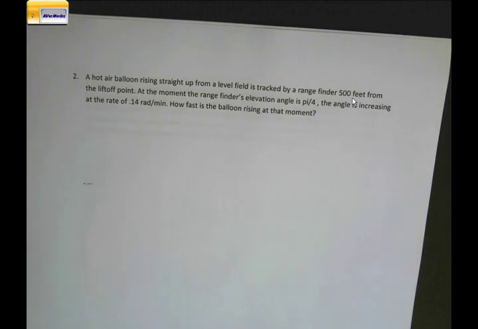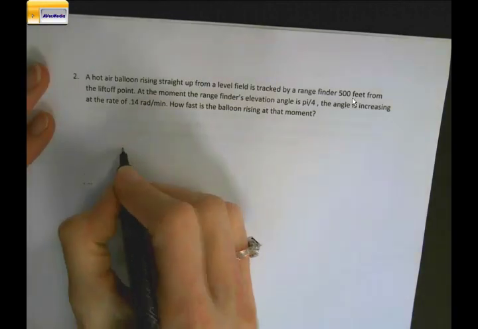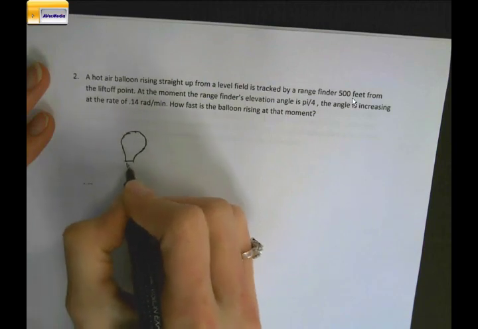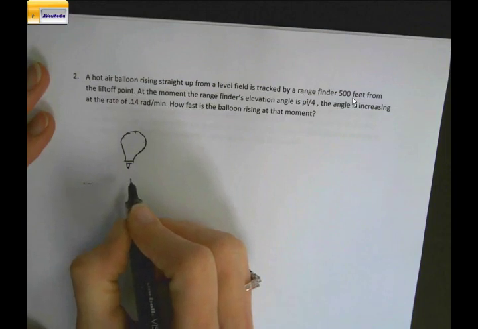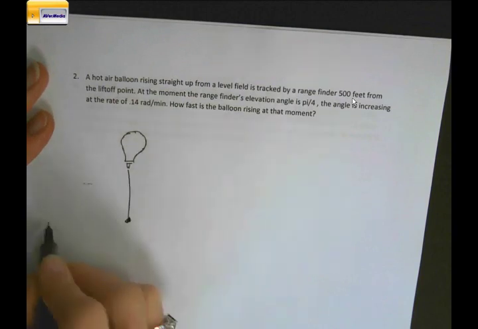Okay, so really what you do is you kind of draw a picture and you try to see if you can pull a formula out of your head to work with the information given to you. So you have a balloon, some basket underneath it. A hot air balloon is rising straight up from a level field. It doesn't say anything about how high this thing is off the ground. Okay, it's off the ground, but it came straight up.